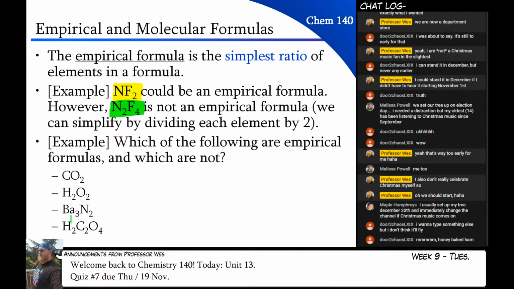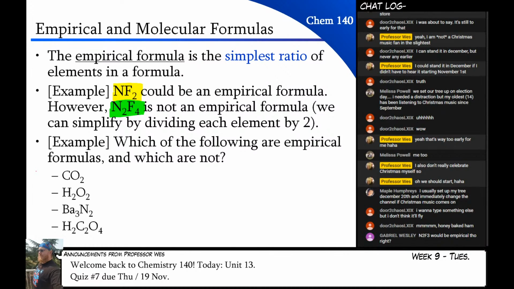So here's a bunch of formulas. What I want you to do is tell me which ones are empirical formulas and which ones are not. And if something is not an empirical formula, divide out the coefficient so that it becomes an empirical formula. So for instance, the first one, N2F3 would be an empirical formula, yes, because there's no number you can divide 2 and 3 by to get whole number coefficients. Like if you divide by 2, you end up getting a 1.5 for the fluorine, and you can't have half a fluorine.